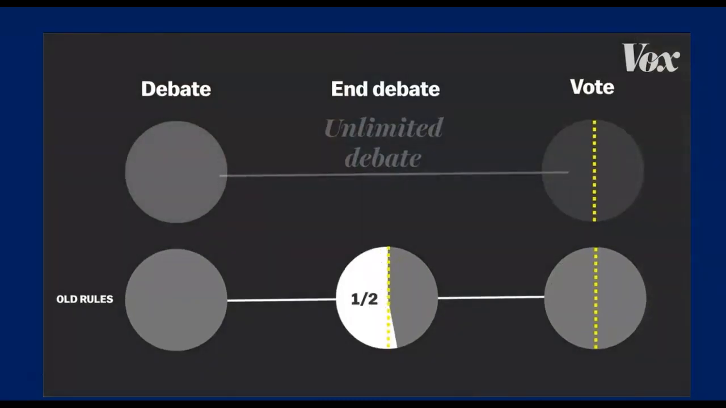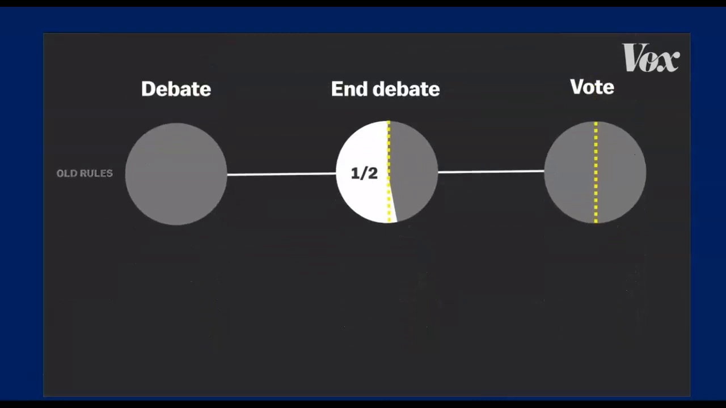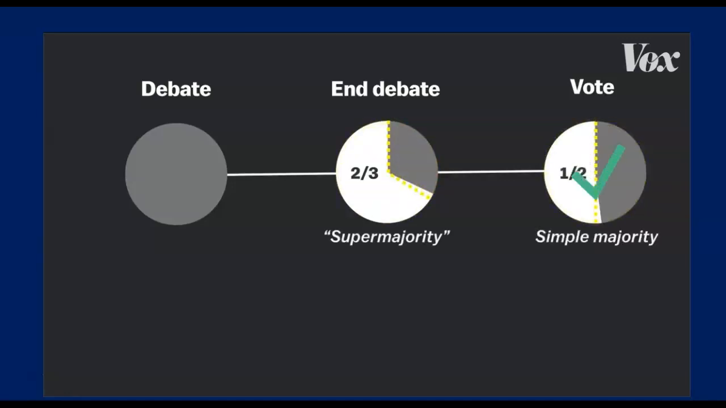The Senate doesn't want to do that, so instead they compromise. They change the rules so they can end debate with the approval of 2/3 of the Senate, so that if senators want to block a bill, they need a third to do it. This is basically the system we have today. A supermajority to agree to vote, then a simple majority to pass a law.